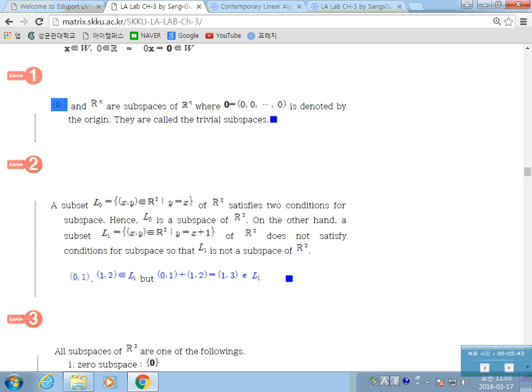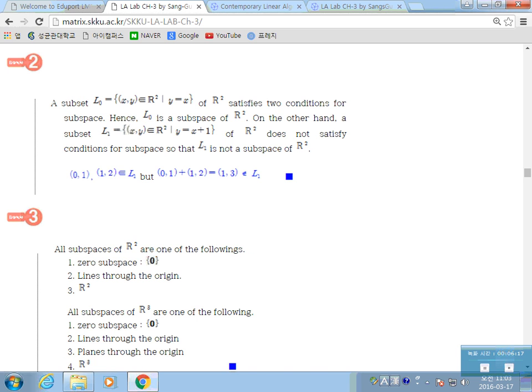For example, if you choose two vectors from the singleton set, it's only 0 and 0. So 0 plus 0 is the zero vector, which is in here. And the zero vector times any scalar is the zero vector, which is in here. So this is a non-empty subset of Rn, closed under the vector addition and closed under the scalar multiplication. So it satisfies the two conditions, so it is a subspace of Rn.